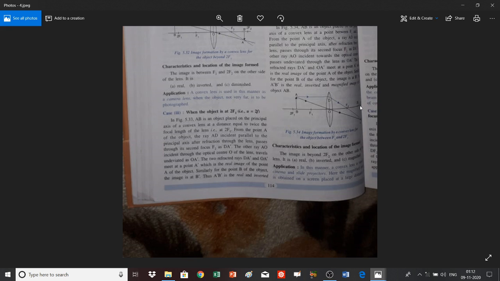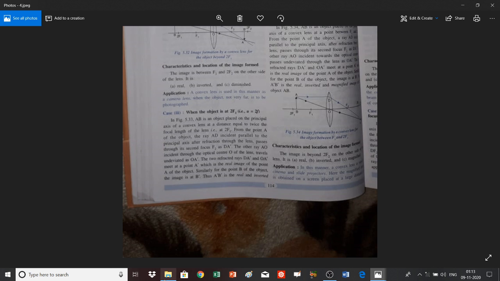So in this case the object is smaller compared to that of the image. Once the image size is higher than the object size, it should be called that magnification happens. So the image in this case is magnified. Obviously the brightness of this image will be smaller compared to that of the object. So in this manner a convex lens can be used in cinema or slide projectors, etc. Okay, you just see these lines.